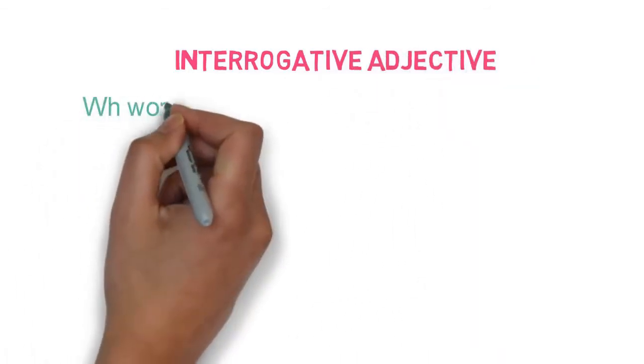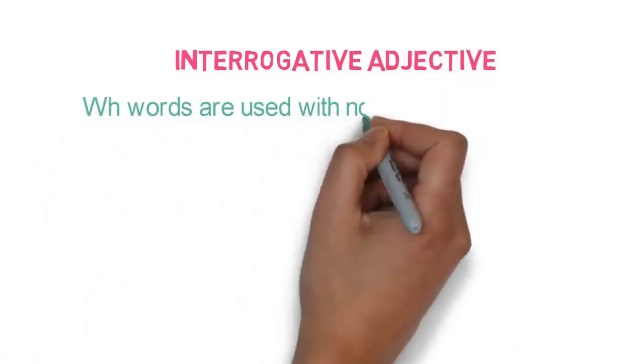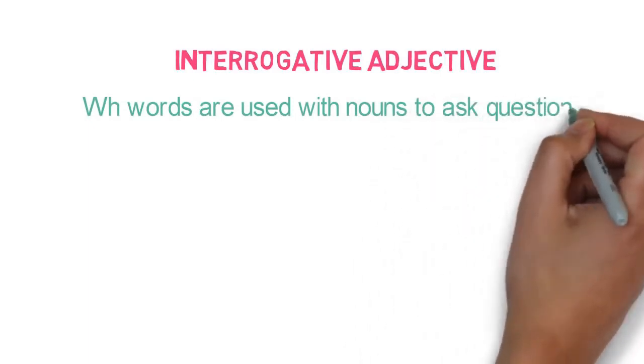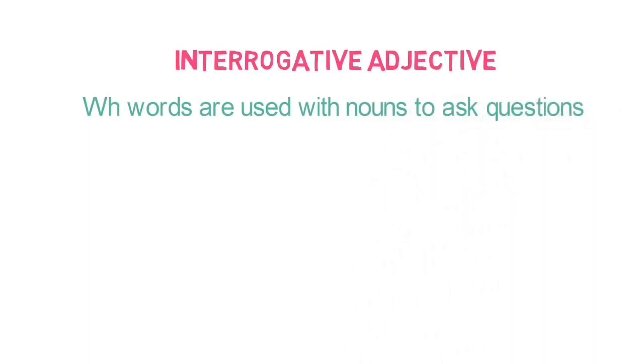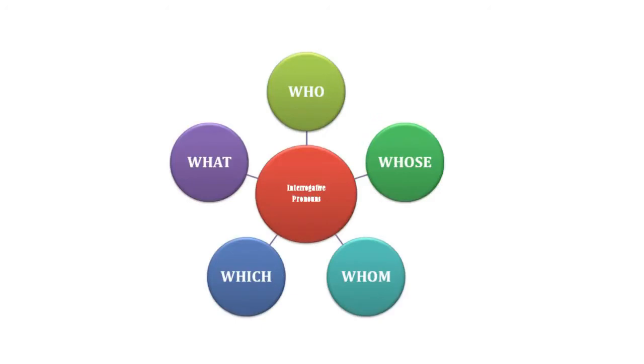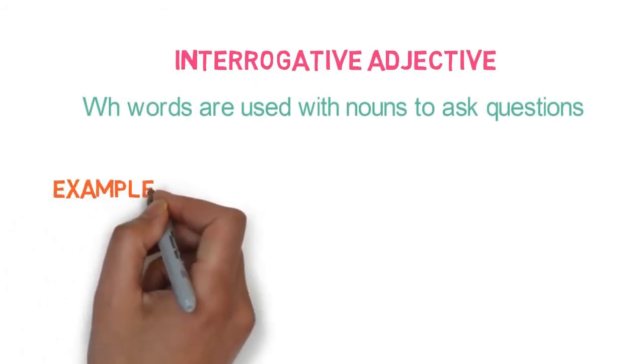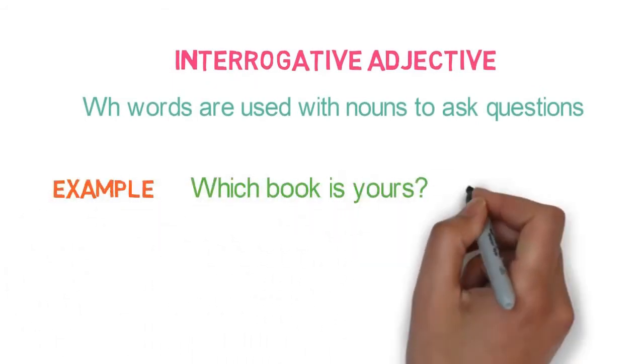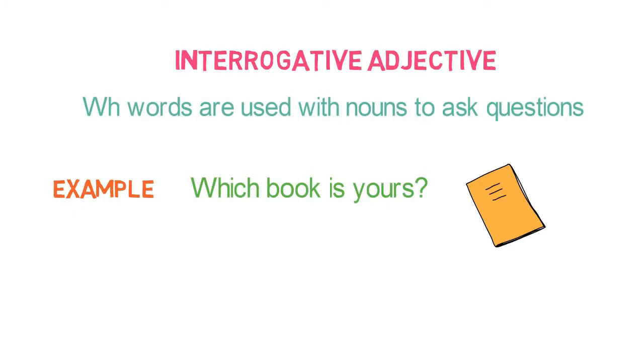Now let's look into the next type of adjective, interrogative adjectives. These are WH words which are used with nouns to ask questions. Now what are WH words? WH words include who, whom, whose, which and what. For example, which book is yours? Here, which is used before book and is asking a question. So, it is an interrogative adjective.